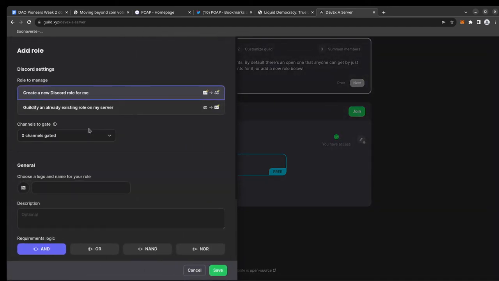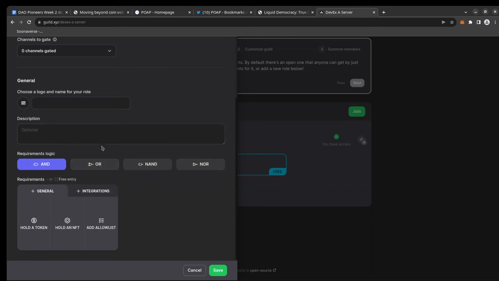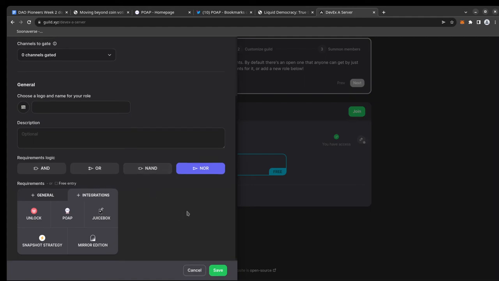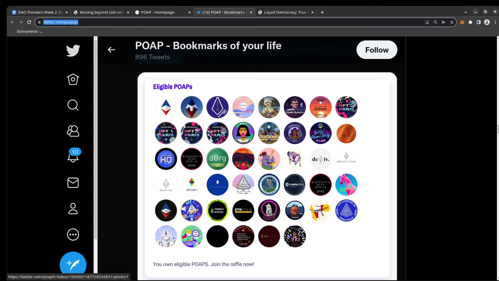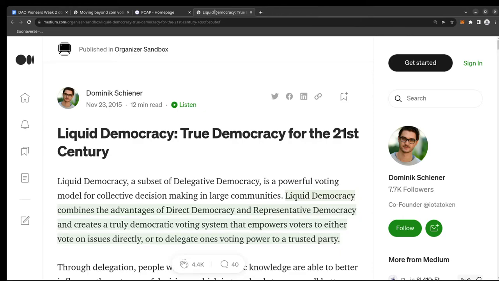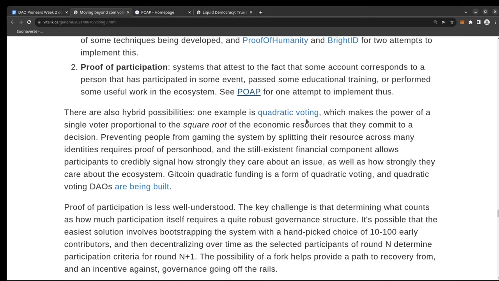All right, so here we have it. For example, I need a certain channel, and they have to hold a token, they have to hold an NFT, they are part of an allow list, they have a POAP. They are participating in a snapshot strategy, or NAND, NOR, and so on and so forth. And here is where I can start saying, okay, if you participated in 75% of the governance calls, you get a POAP. And now with this POAP, I can decide if you get access to the channel where we do the votings.